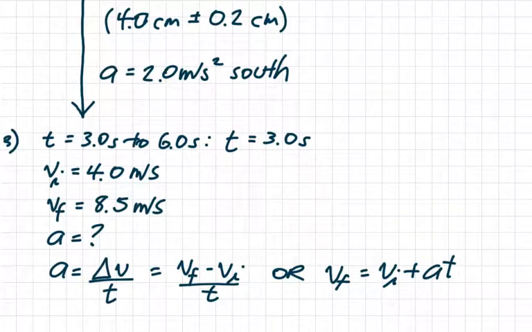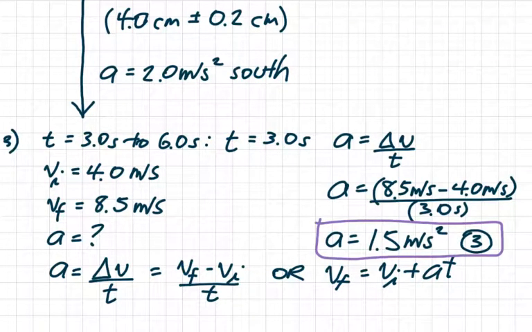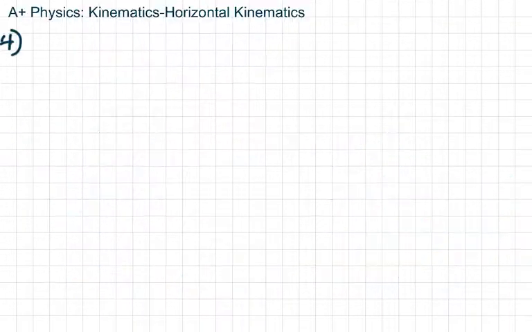I'm at the bottom of my slide here, so I'm going to have to start over on the right. I write my equation without substitution. I put my numbers in with their units. I get 1.5 meters per second squared, choice 3.